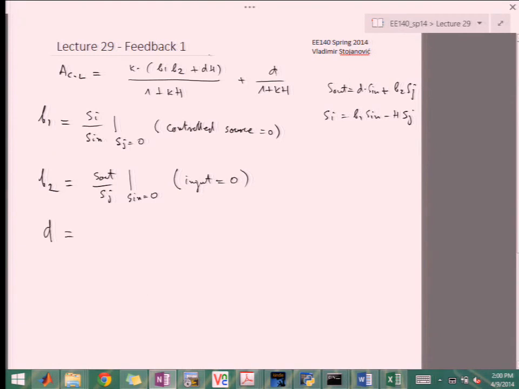D is going to be S out over S in. Again, if K equals 0. So this also means no controlled source. Right. So if I don't have the controlled source, meaning I disable the amplifier itself, I'm just calculating with D what is the feed forward from the input to the output through the feedback network. Right.